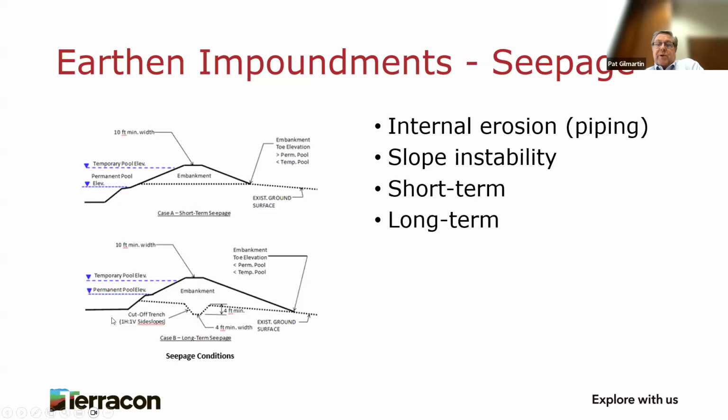For some stormwater control measures, only the short-term seepage really needs to be considered, but for most of them, we still look at long-term seepage because the permanent pool is above that toe of embankment elevation for most that I see and we deal with. So as long as you have a permanent pool elevation higher than the toe of your embankment, you have a potential for seepage through that embankment.